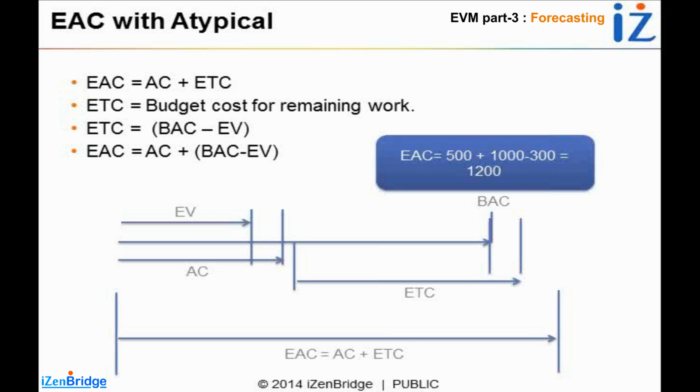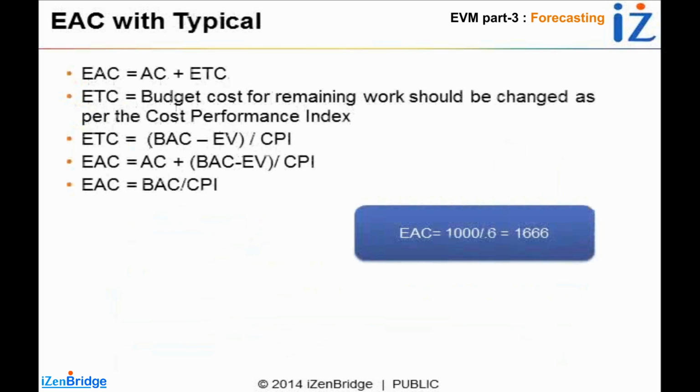So in an exam, when you find a clue which says that whatever variances have occurred were atypical or specific cases, and the project team feels that going forward they will work as per the plan, apply this formula. The second case is the typical case.